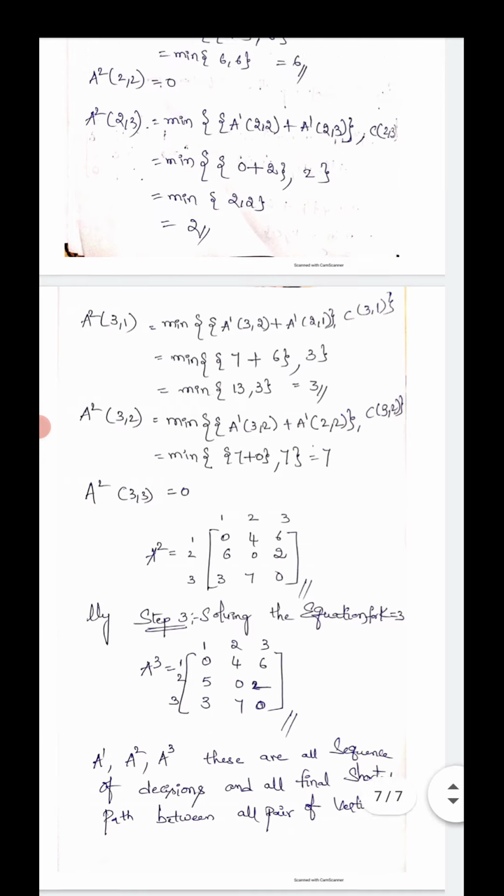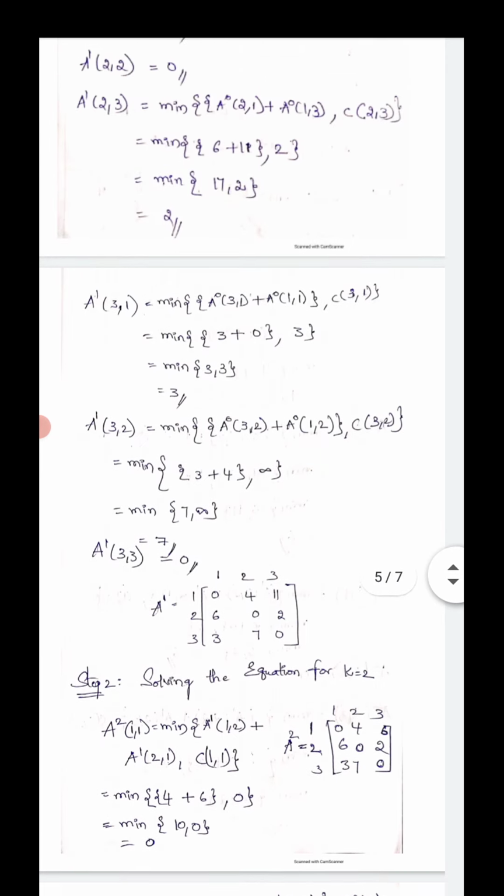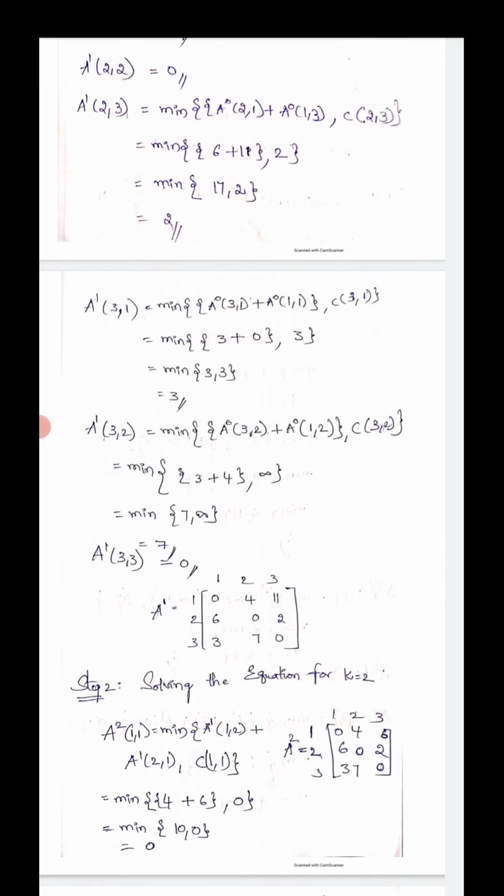It is also a very important concept. It is also known by one more name, the Floyd-Warshall algorithm. The Floyd-Warshall algorithm is also known as the all pairs shortest path problem.